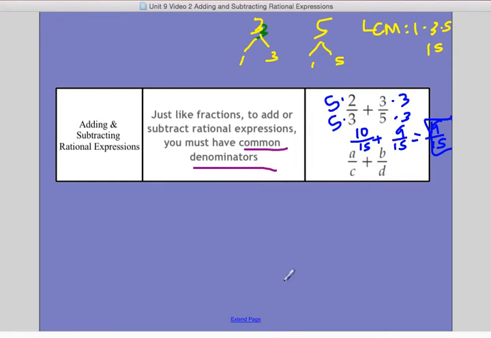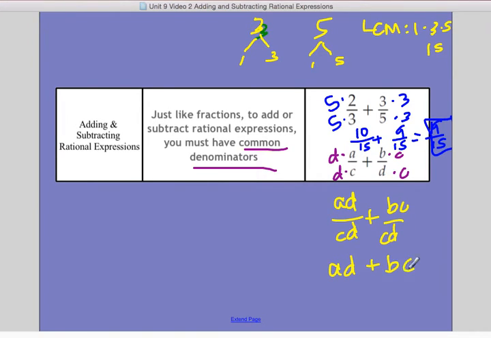Doing this other example, this one's a little bit trickier because it's all variables. Maybe it's tricky, maybe it's not. So I would have to have a common denominator. Well, I know I have to have a d over here, and here I'd have to add a c. So I would have AD over CD plus BC over CD. And I would say, well, they both have a common denominator, so my numerator is AD plus BC over CD.